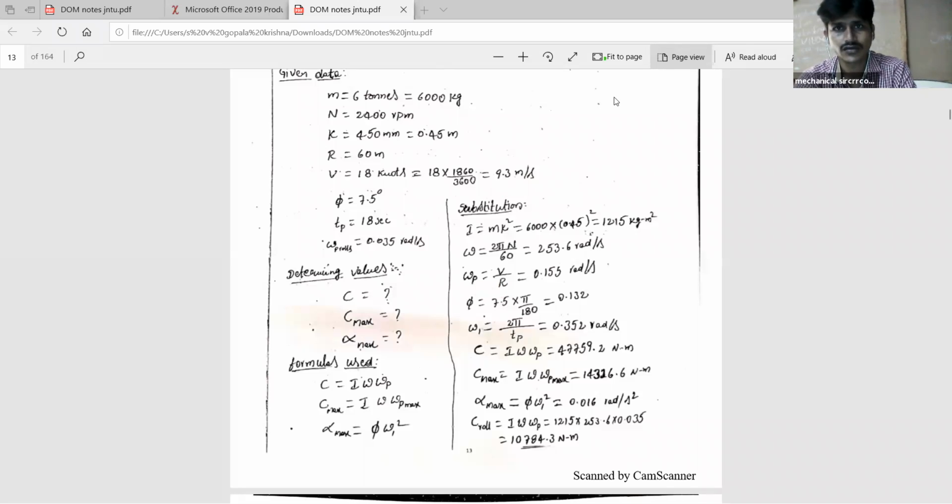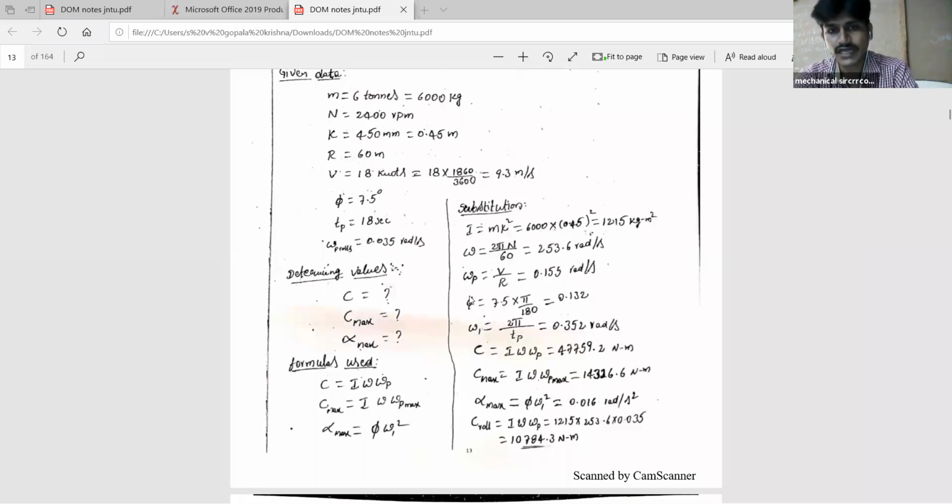And omega p during the steering. Omega p means the angular velocity of precession. What is the formula? Omega p equals V by capital R. V is 9.3 and capital R is the radius of curvature, 60 meters. So 9.3 by 60, and the value comes to nearly 0.155 radian per second.